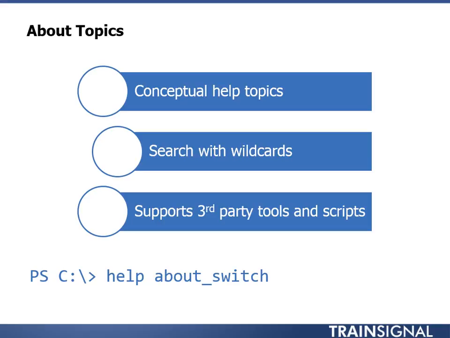So even if you only know a part of a name, like say I want to know about operators, you could do help about star operator star, and it will tell you everything it knows about operators. It would find all of them.